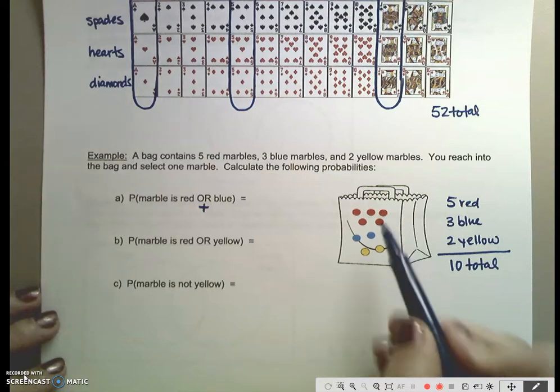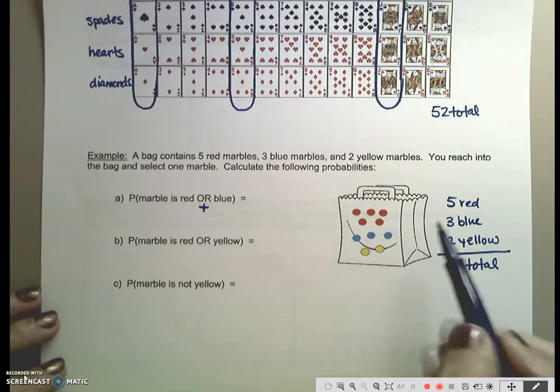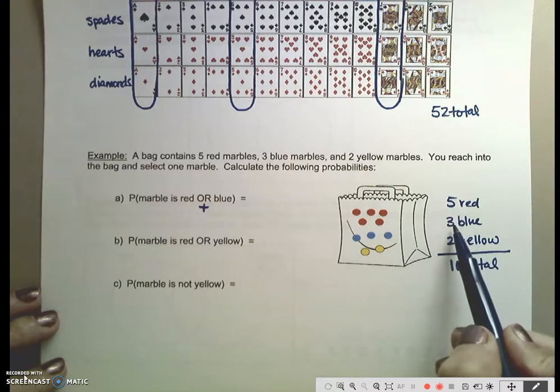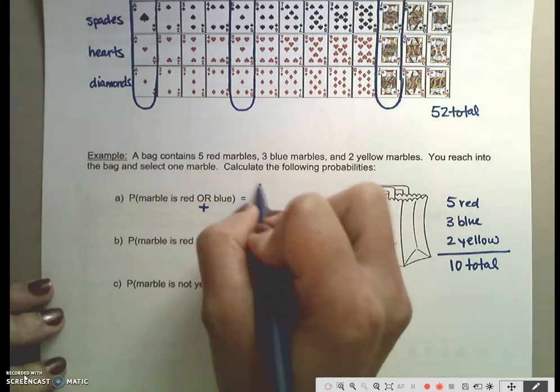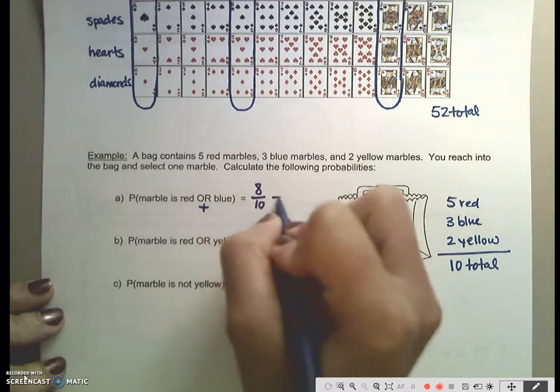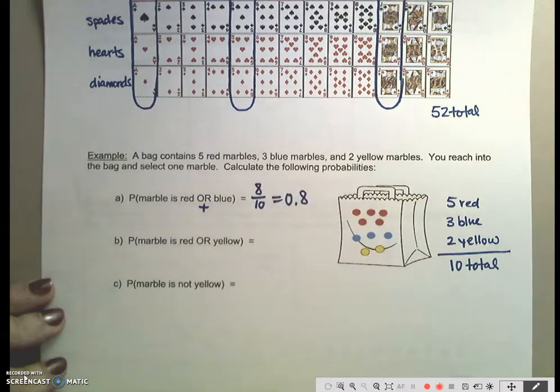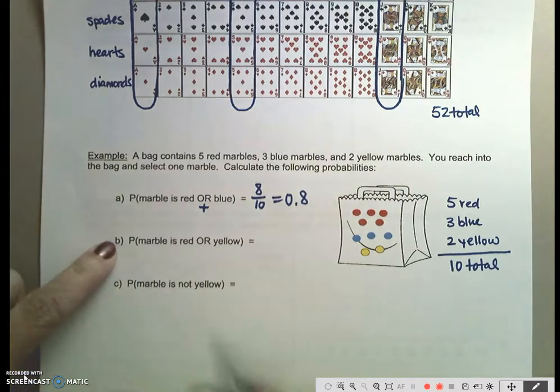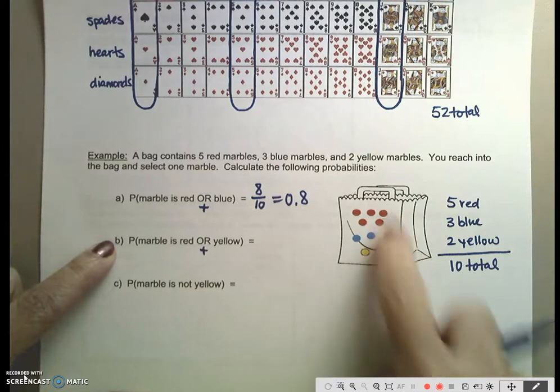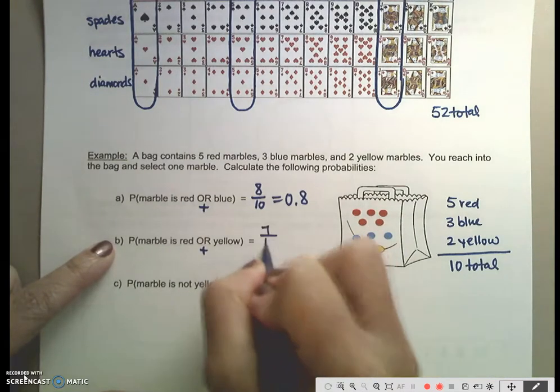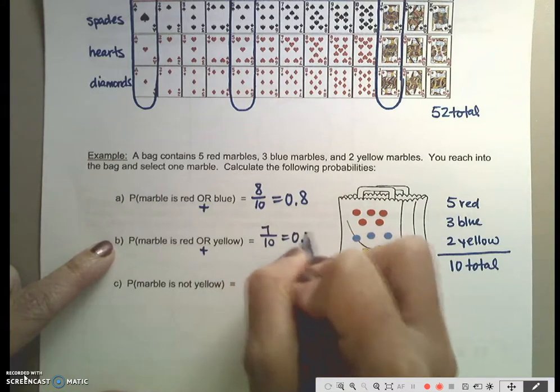So what's the chance that you get a red one or a blue one? Well, 8 of the marbles are either red or blue. So 8 out of 10, which would be 0.8. That's 80%. What's the probability the marble is red or yellow? Again, or means add. Well, how many are either red or yellow? 7. 7 out of 10. 70%.